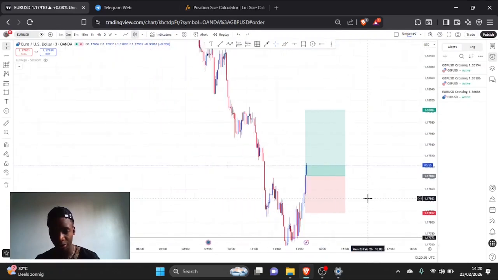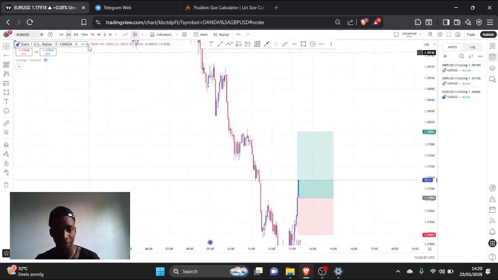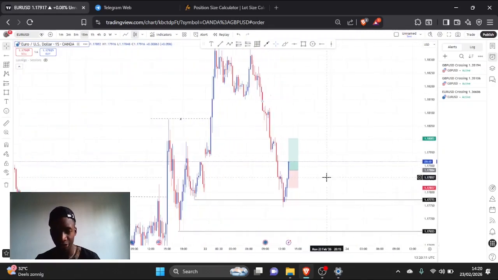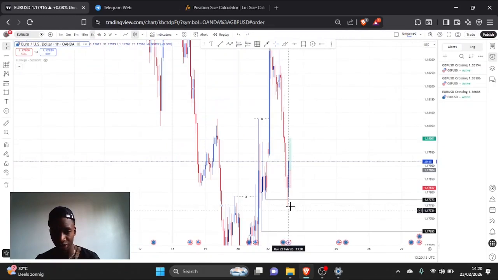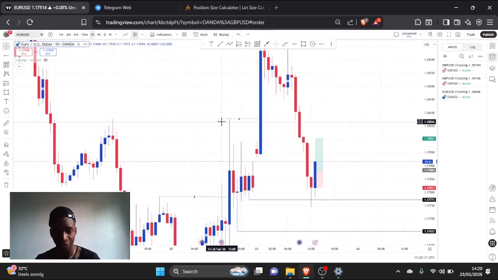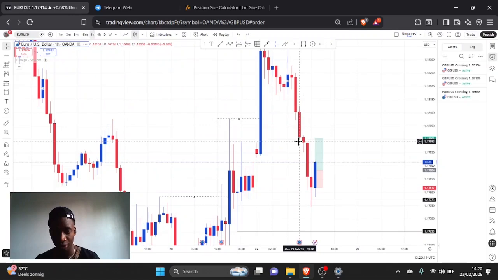So for the UAZ, this is what we're going to do. UAZ, we've gotten the liquidity already, and take profit one is going to be here. For UAZ, take profit one is going to be here. Take profit two.